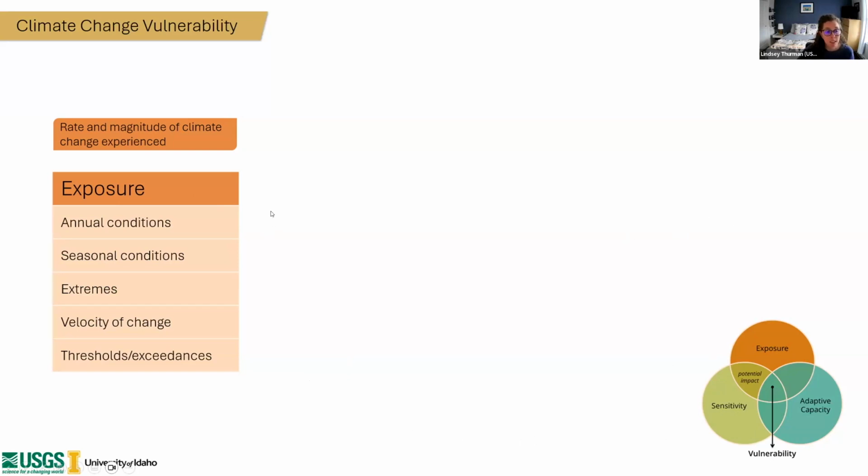So exposure is the rate and magnitude of climate change that is experienced by the population or organism or the species as a whole. Exposure can be characterized as annual conditions, seasonal conditions, and variability in those conditions. And we're really starting to shed light on the impacts of extreme events, as well as the velocity of change, and when and where we're exceeding these thresholds of tolerance for species.